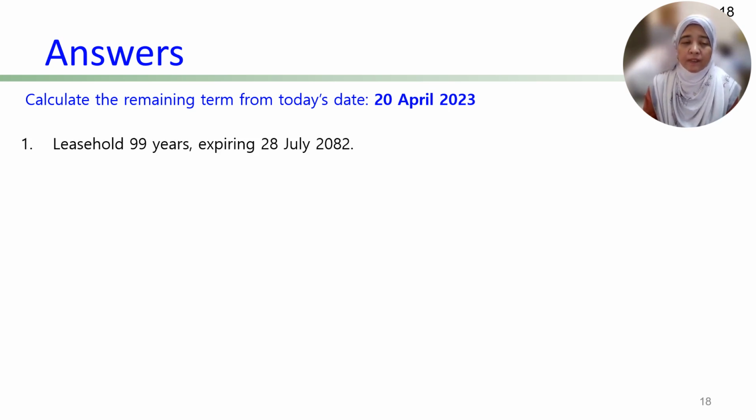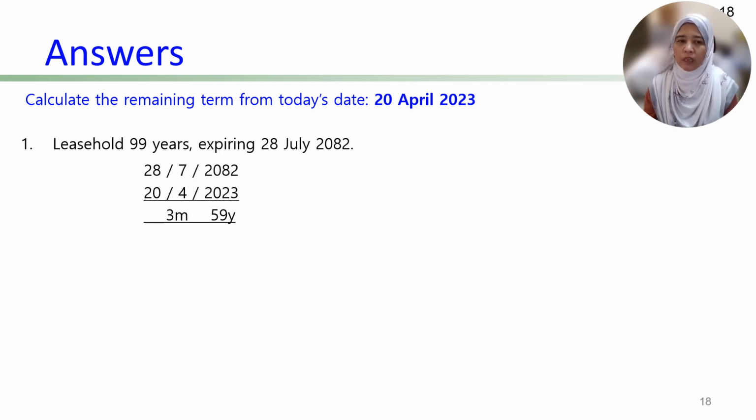Okay, now the first example or the first question just now, leasehold 99 years expiring 28 July 2082. Okay, this is how you calculate. It's quite an easy example because you can deduct the month of today, the 4 tu kan, from 7. So 7 minus 4. You do that first. You have to deduct the month first before the year. So it's 7 minus 4 is 3. 82 minus 23 is 59 years. So you have the remaining term of 59 years and 3 months.